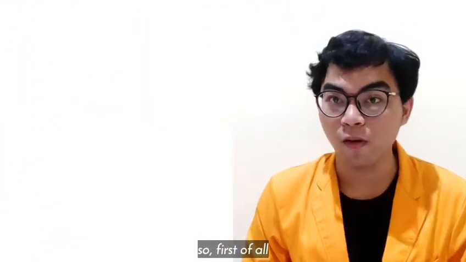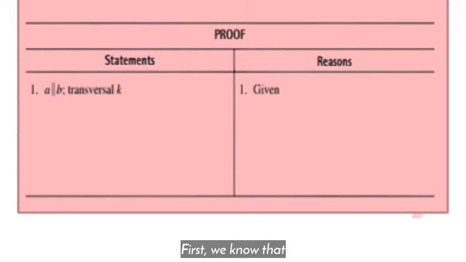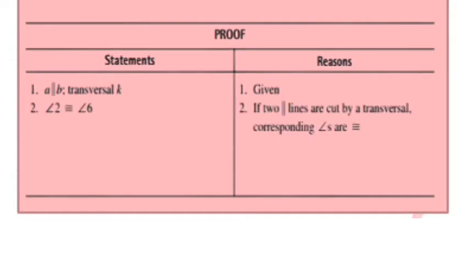So, first of all, we make a table. First, we know that A is parallel to B and transversal K. The reason is given. Second, angle 2 is congruent to angle 6. The reason: if two parallel lines are cut by a transversal, then corresponding angles are congruent.